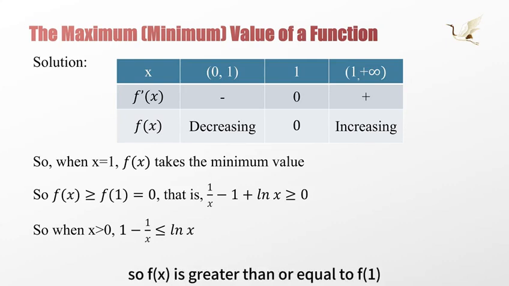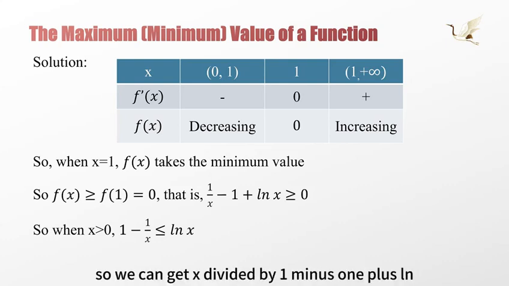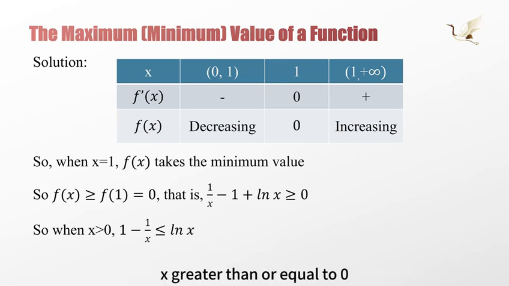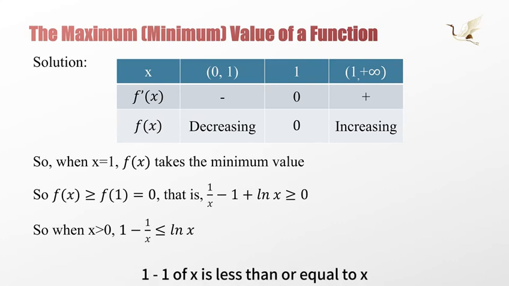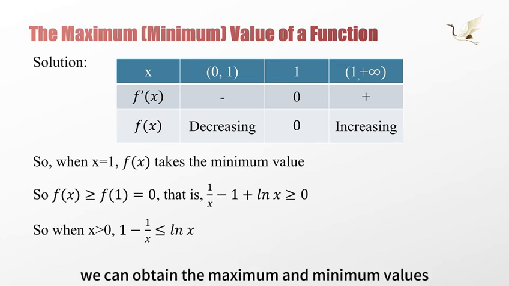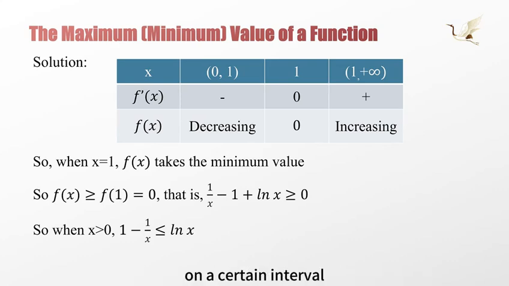So, f(x) is greater than or equal to f(1), and f(1) is equal to 0. So we can get 1/x minus 1 plus ln x greater than or equal to 0. We have proven that when x is greater than 0, 1 minus 1/x is less than or equal to ln x. Through this example, we can obtain the maximum and minimum values of the function on a certain interval.